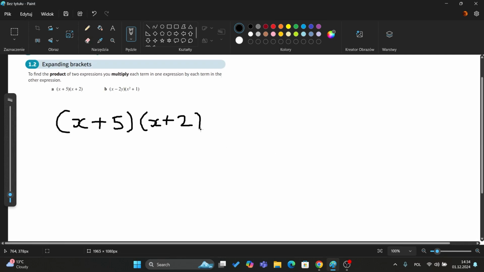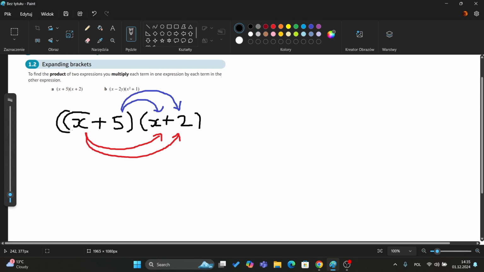So what happens here with double brackets? We are going to simplify this as much as possible and expand it. So we multiply each term of the first bracket by each term of the second bracket to get the answer. So it's the same thing. We just multiply each term by each term.